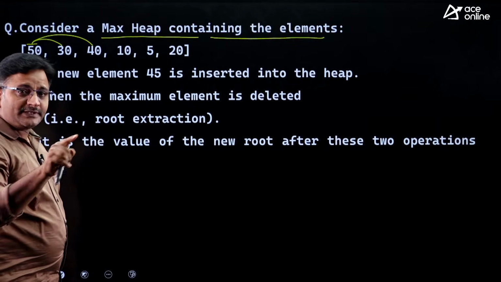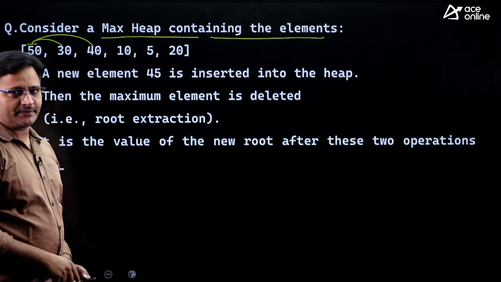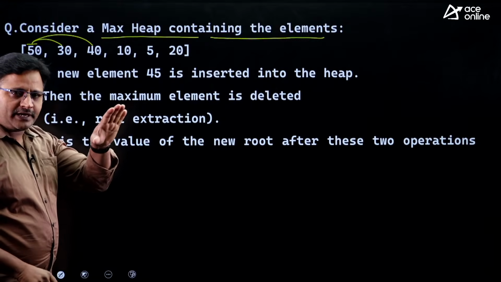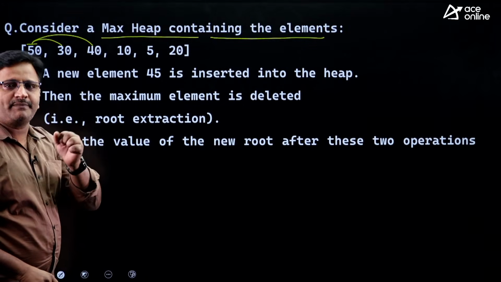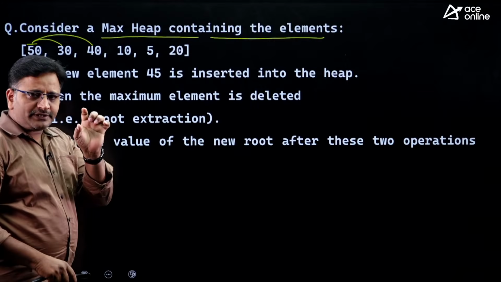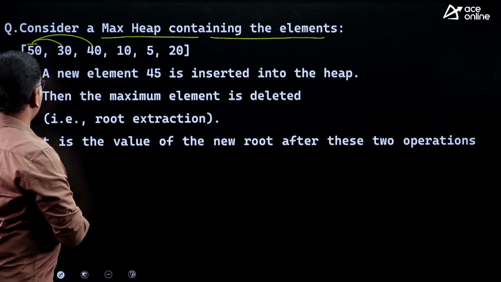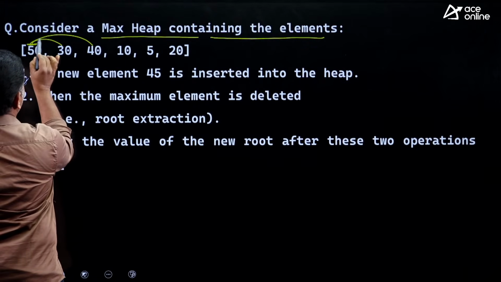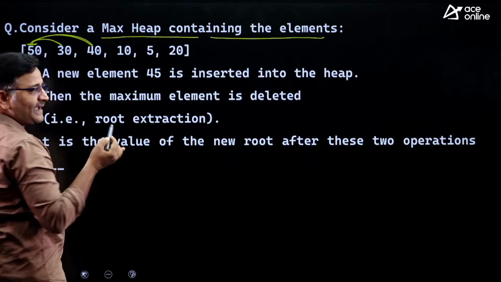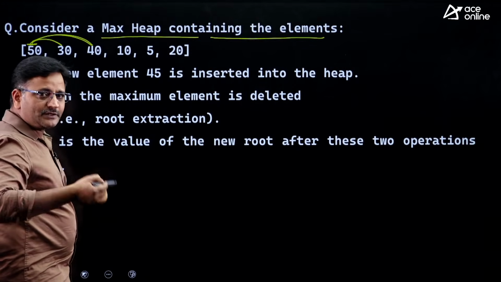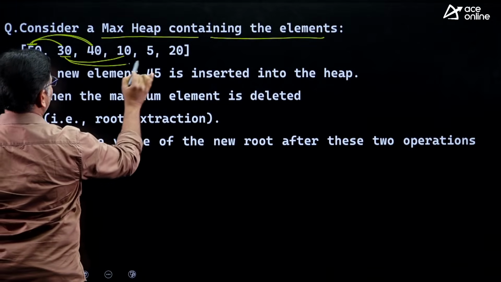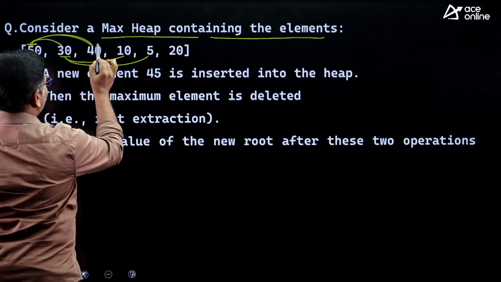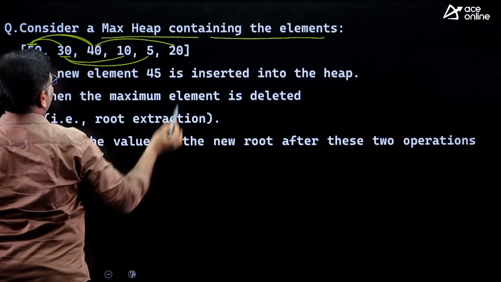In the exam, this model has been asked two times in the GATE paper. They provide options A, B, C, D and ask which of the following is a valid array representation of a max heap. You can explain it like this: 50 has children 30 and 40. In a max heap this is allowed, because the parent must be greater than its children, and 30 is greater than 10 and 5, which is also allowed. Then 40 has the child 20, which is also allowed, friends.